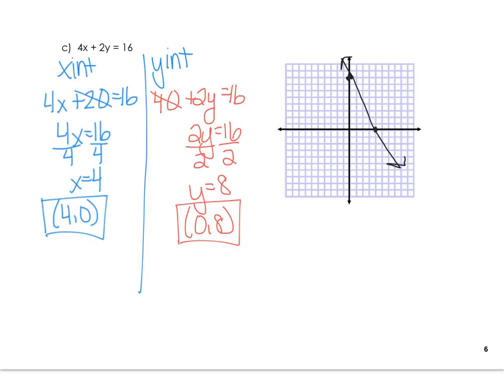And you'll notice again with my lines that I put arrows at the end of them. The arrows let the reader know that this line does go on forever and ever. If you don't put the arrows at the end, it's not a big deal, but technically you're supposed to.